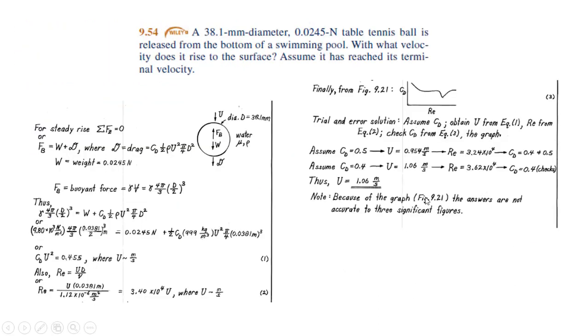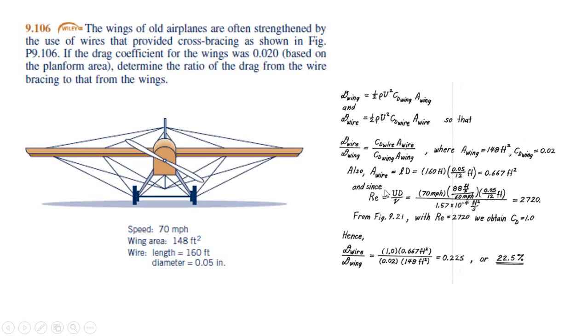Let me just show you which figure I'm talking about. This figure, right? This is 9.21. If you see this figure, when you have the Reynolds number, you locate it here, you go up, you cross the respective line, either for cylinder or sphere, and then you draw a line parallel to the x-axis to get the CD value. Exactly a similar thing is happening here.